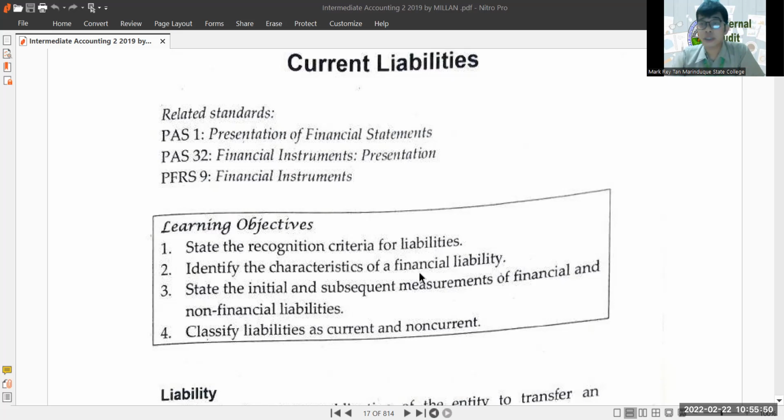Okay. So these are the objectives for this chapter. First is to state the recognition criteria for liabilities. Second, identify the characteristics of a financial liability. Third, state the initial and subsequent measurements of financial and non-financial liabilities. And fourth, classify liabilities as current and non-current. So for this video, hanggang learning objective 2, tingnan natin.